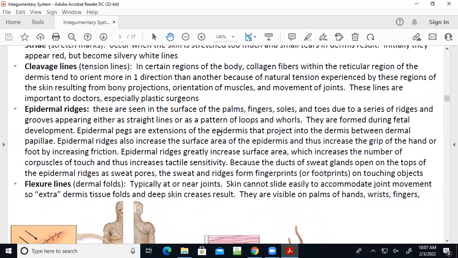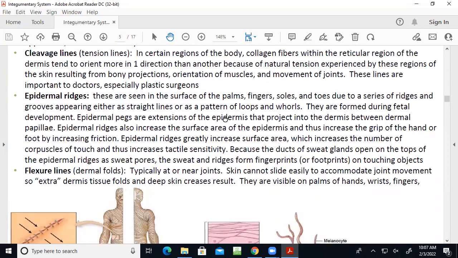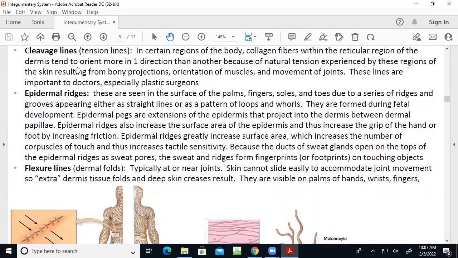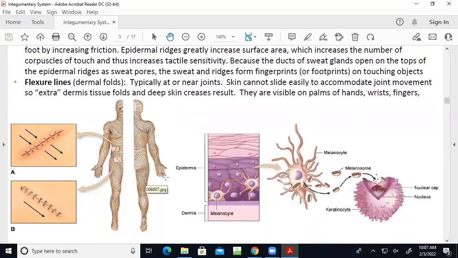It's not really a super important thing for a lot of doctors or just normal people, but it would be especially important to plastic surgeons, because one thing a plastic surgeon wants to avoid is the formation of what? Scars.